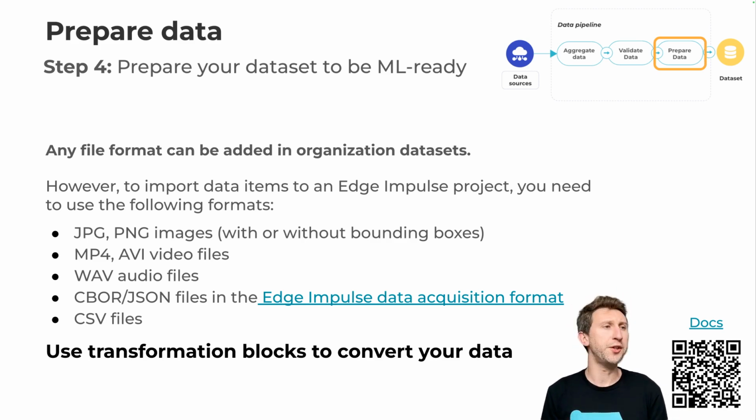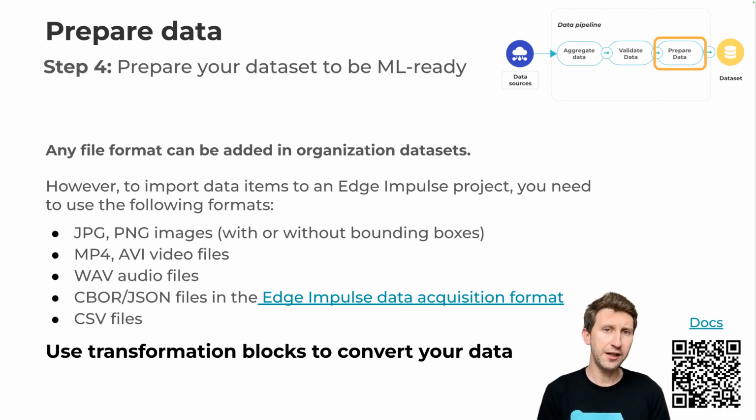So we support JPEG or PNG images with or without bounding boxes. We support plenty of annotation formats, such as object detection annotation formats. You can also import MPEG or AV video files. In that case, we can extract the frames to use them as images. We obviously support audio, for example in our famous keyword spotting demos, or JSON or CBOR files, but these have to be in the right data acquisition formats.